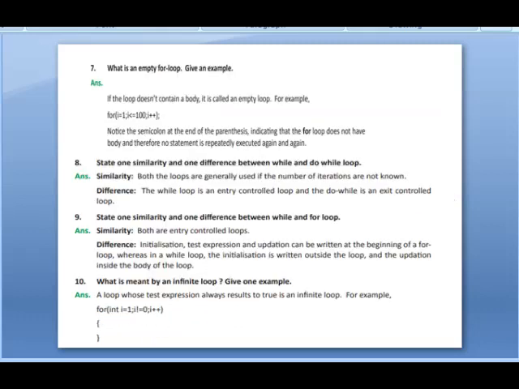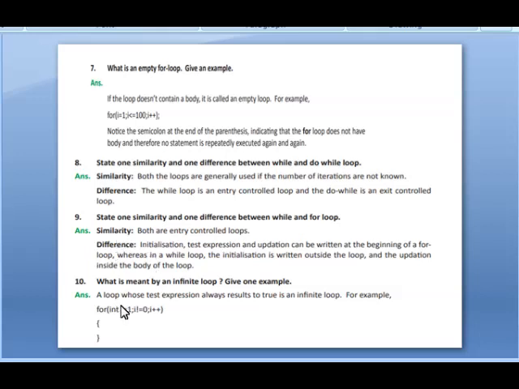Next question is 7th question, what is an empty loop? Give an example. Empty loop means there is no statement inside the curly braces after the for loop, and if the for loop ends with the semicolon, this is also called an empty loop. State one similarity and one difference between while loop and do while loop. Okay, write one similarity and one difference. State one similarity and one difference between while and for loop. So we have to write only one similarity and one difference.